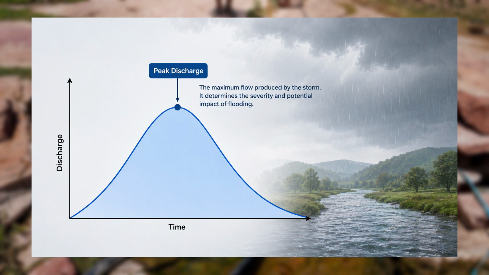The peak discharge is the uppermost point on the hydrograph and represents the maximum flow produced by the storm. This portion of the hydrograph is of particular importance in flood studies because it determines the severity and potential impact of flooding on surrounding areas. Engineers and planners pay close attention to peak discharge values when designing flood control structures and assessing flood risk.